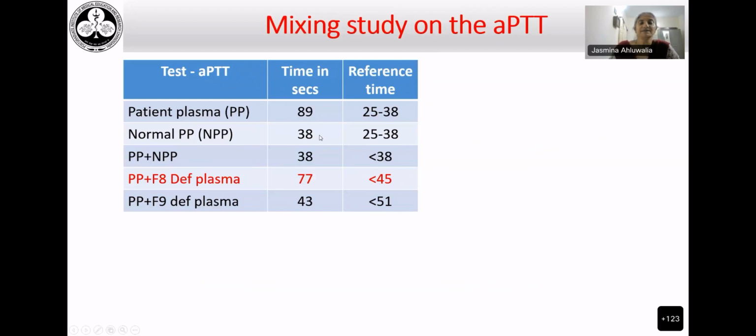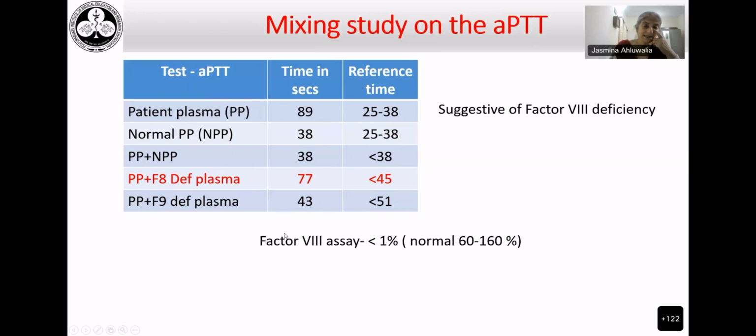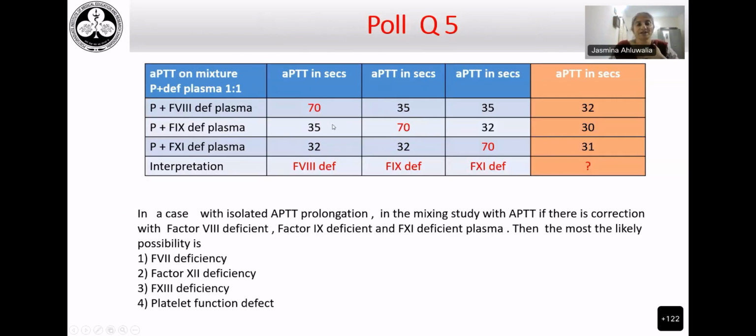Now if you look at the example that we've seen, the patient's plasma is prolonged, APTT is 89, the normal pooled plasma is 38, the mix is showing correction, it's coming to normal, so it's a factor deficiency. When we add factor 8 deficient plasma, it's not correcting, but with factor 9 deficient plasma, it is correcting to what we expect. So this is likely to be a factor 8 deficiency, which we confirm by a factor 8 assay. So that gets me to my poll question number 5.